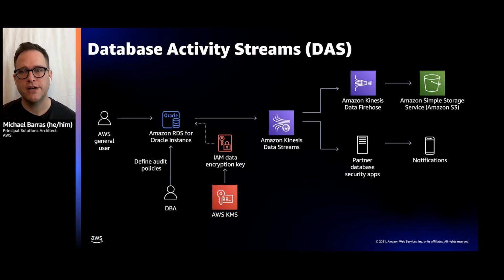So if we look at the architecture now, we still have a user connecting to a database where a DBA has defined audit policy and user actions are written to the unified audit trail. From there, DAS takes care of sweeping up audit records, encrypting them using Amazon KMS, pumping them into Amazon Kinesis, and cleaning them up from the database. Often customers can leverage the investments they've already made in third-party database activity monitoring products to analyze and alarm on the stream of audit information.